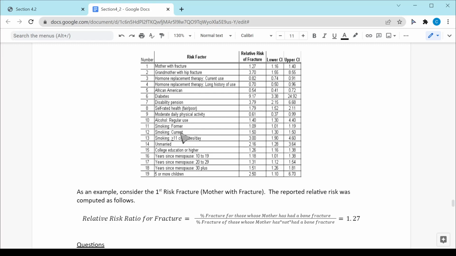However, when you look at the current smoker or more than a half a pack a day, if we have a postmenopausal woman that is smoking more than a half a pack a day, their risk of a bone fracture goes up by 3 times. So smoking certainly has an effect on bone density and the risk of postmenopausal osteoporosis.